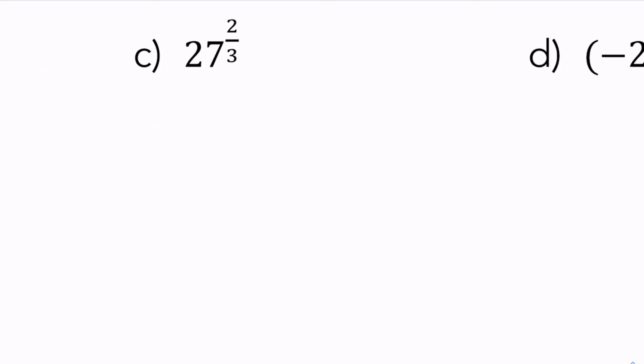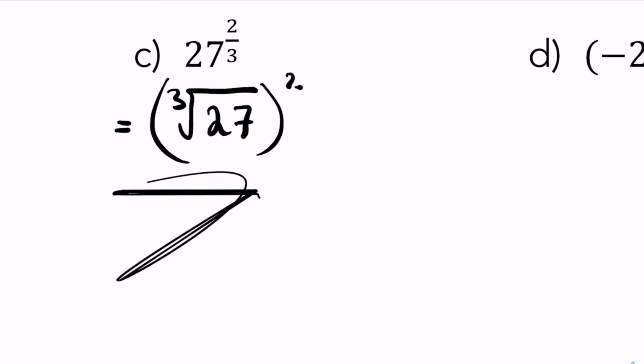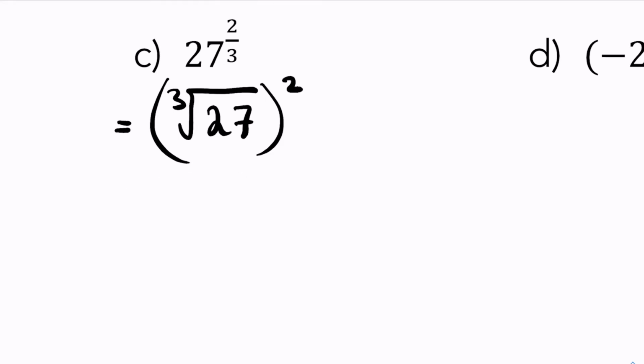For part C here, same thing. I'm going to write this as a cube root. So 27 cube rooted, and then I'm going to square that. 27 cube rooted is going to give me a value of 3. Then when I square that, I get a value of 9.